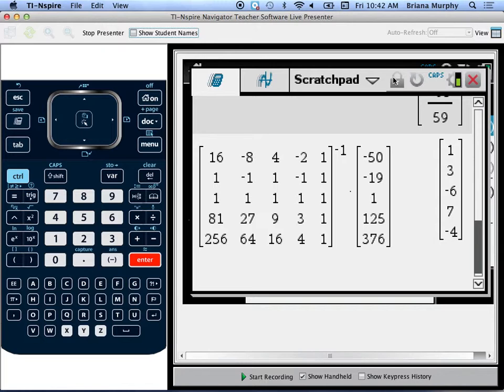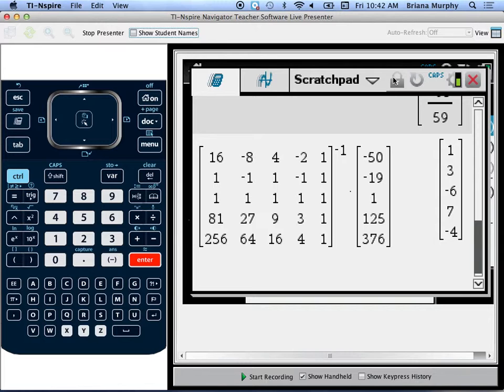So, negative 1 to the 4th power is 1. Negative 1 to the 3rd power is negative 1. Negative 1 squared is 1. Negative 1, we always have a 1. So, you should get 1, 3, negative 6, 7, and negative 4. If you didn't get that, there was a mistake. Double check your answer here.